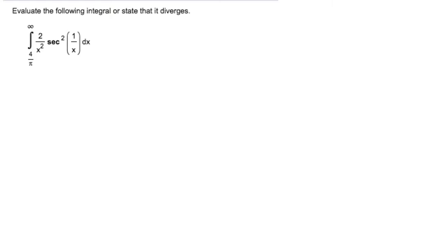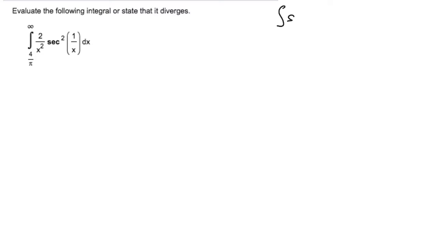Here's another problem from section 7.8. Here we have an improper integral that is going to require that we use some kind of substitution in order to be able to evaluate it. So we see in parentheses here, there's a lot of distracting things here, but ultimately we see in parentheses this 1 over x.